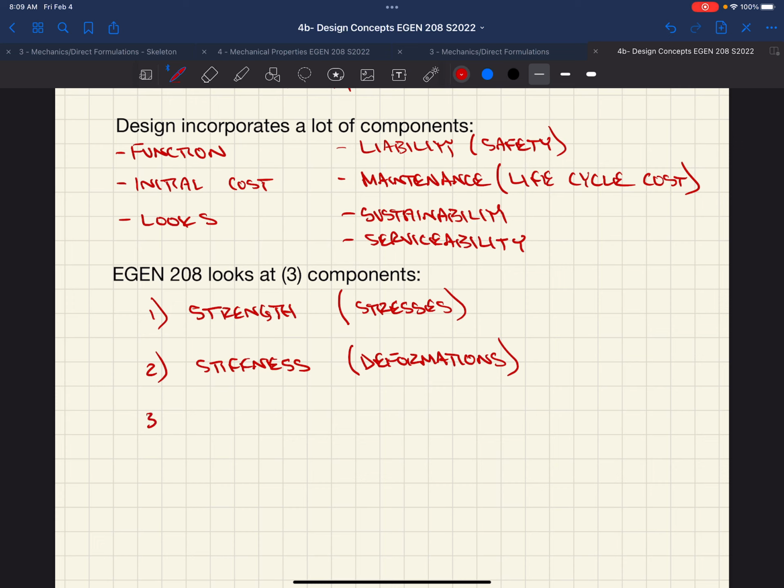Last one. It might be strong, it might be stiff, but it might inherently be unstable, so we need to look at stability. This has to do with buckling. Columns is a big one we'll look at. We'll determine this idea of what's the buckling load of a column.